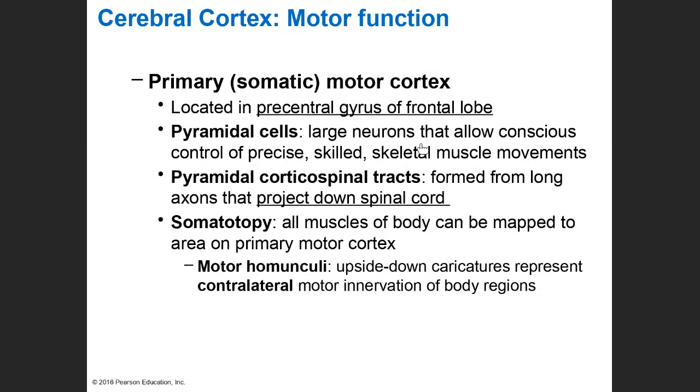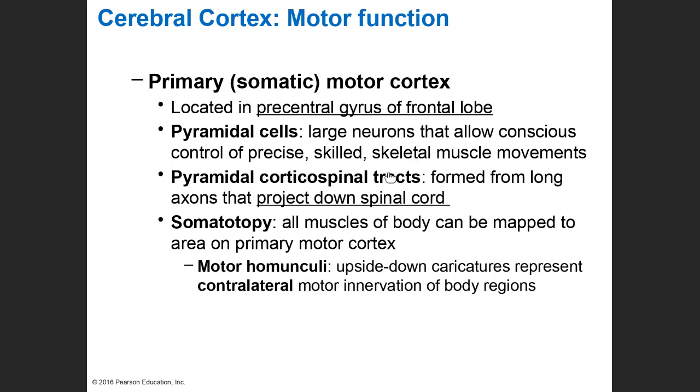And these cells are going to be associated with really providing the command for what's going to happen here in the precentral gyrus, and sending out what output is needed to do precise, planned, skilled motor functions. So these pyramidal cells make up a tract system called the pyramidal corticospinal tract system.